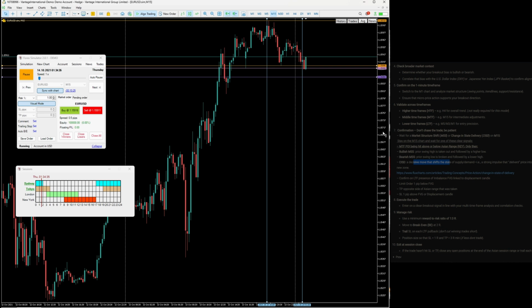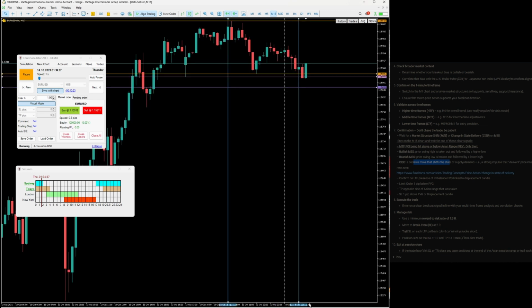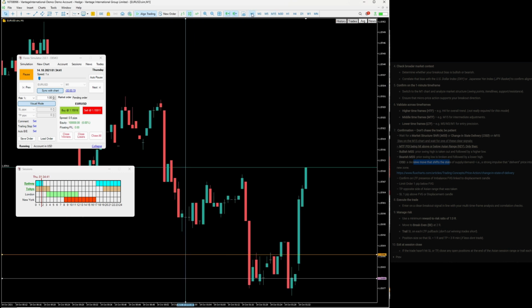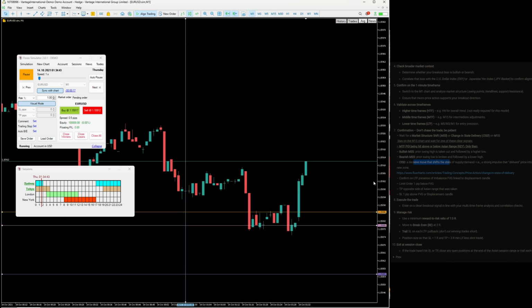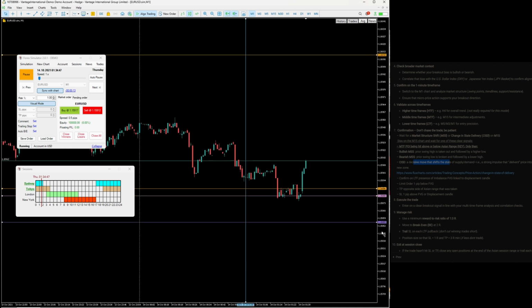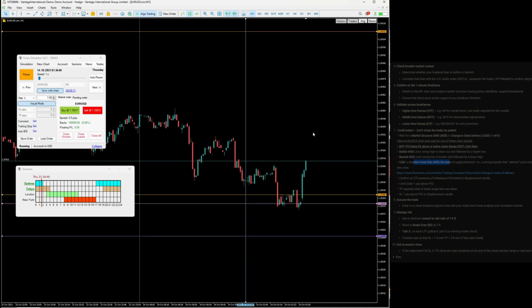And as you can see on the M15, it's a CISD. So the engulfing pattern there, we dropped to 1 minute. And we have a lot of good things here to see. So first, we have the top of the Asian range, and we have the low of the Asian range. I would like to use a pending order for this purpose.